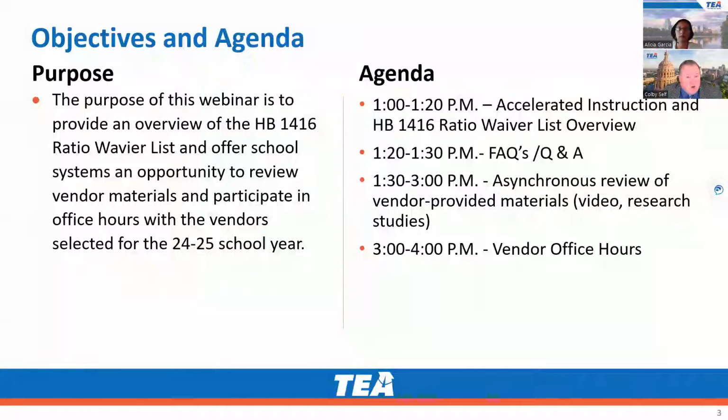A good portion of the webinar, from 1:30 to 3, is an asynchronous review of the vendor provided materials. I'm going to have Alicia put a link to the House Bill 1416 ratio waiver list website you'll need to reference. We'll navigate to that later, but you'll need to queue that up in your browser. That's going to be a key jumping off point to look at materials. And then we'll have our vendor office hours, and we'll go over those links. So if you're not able to do it right now, that's okay. We'll have time to get that queued up here in a little bit.